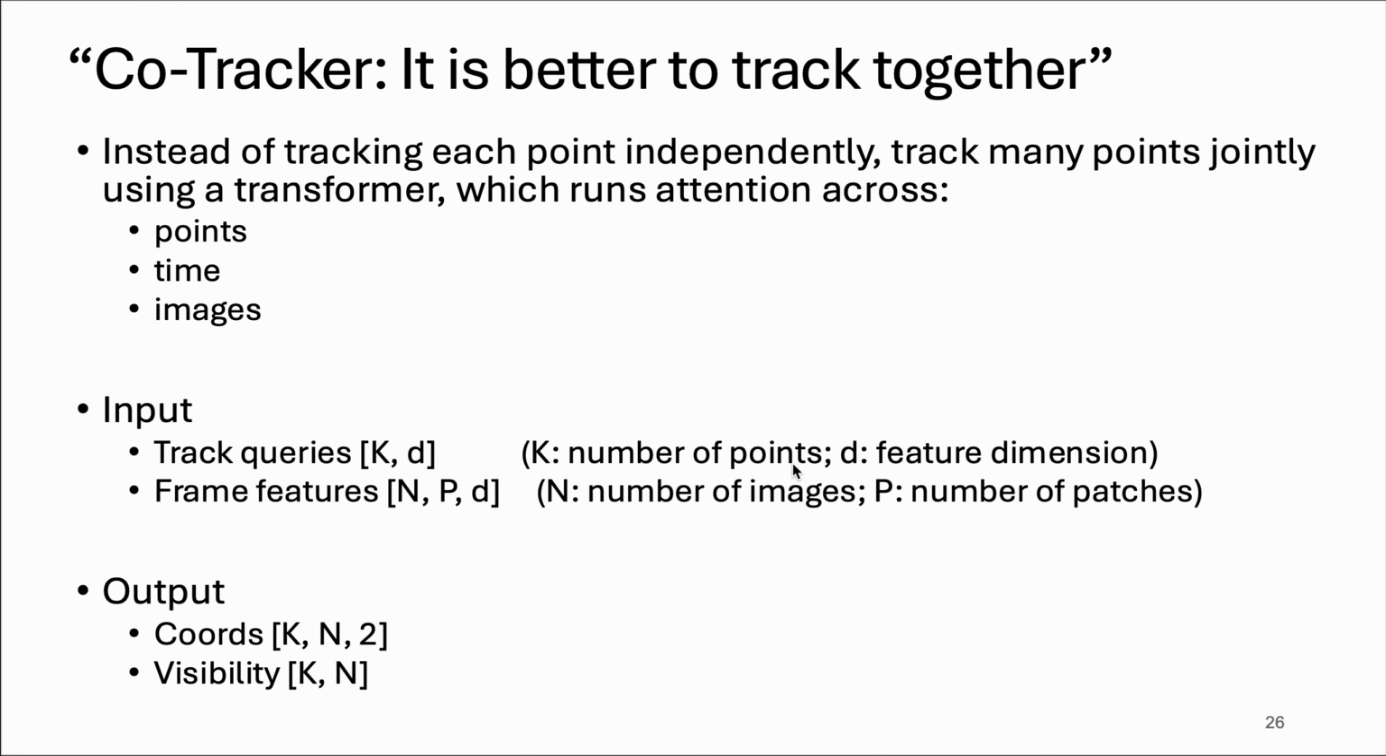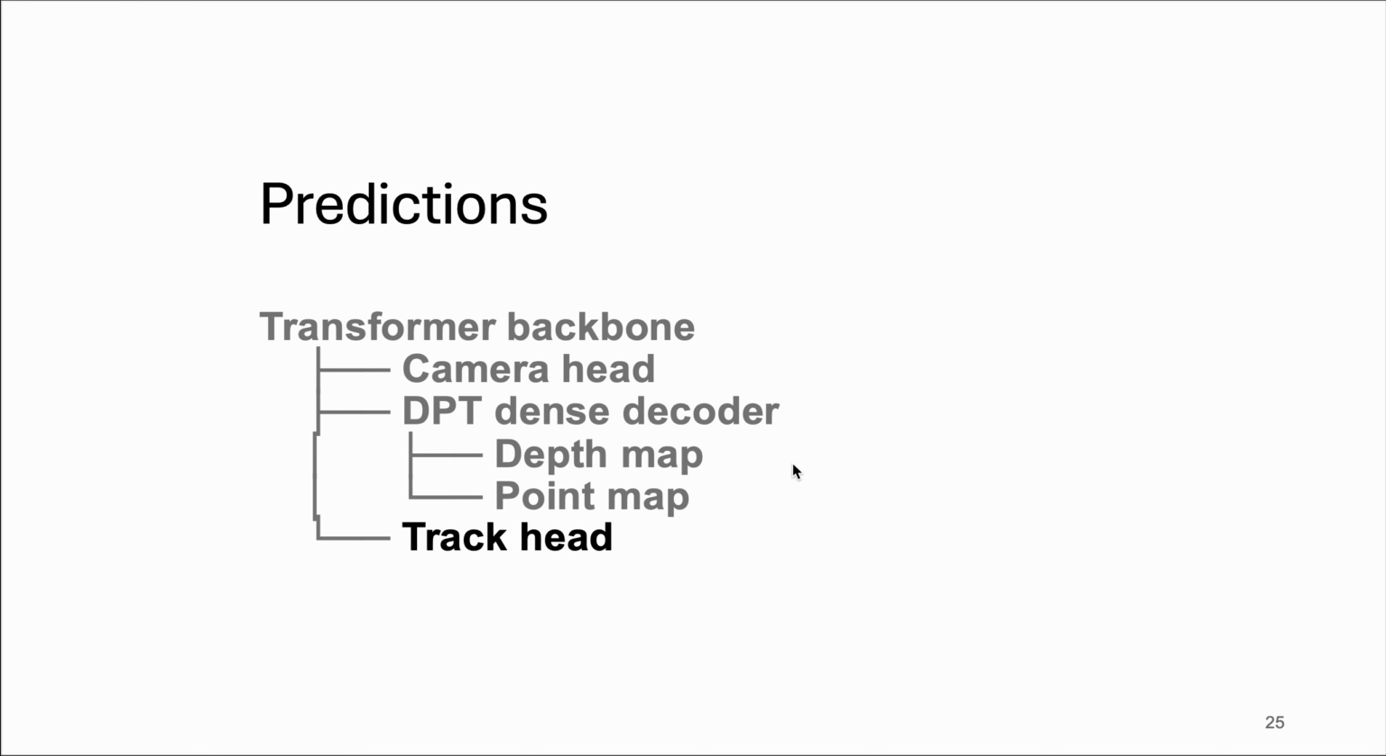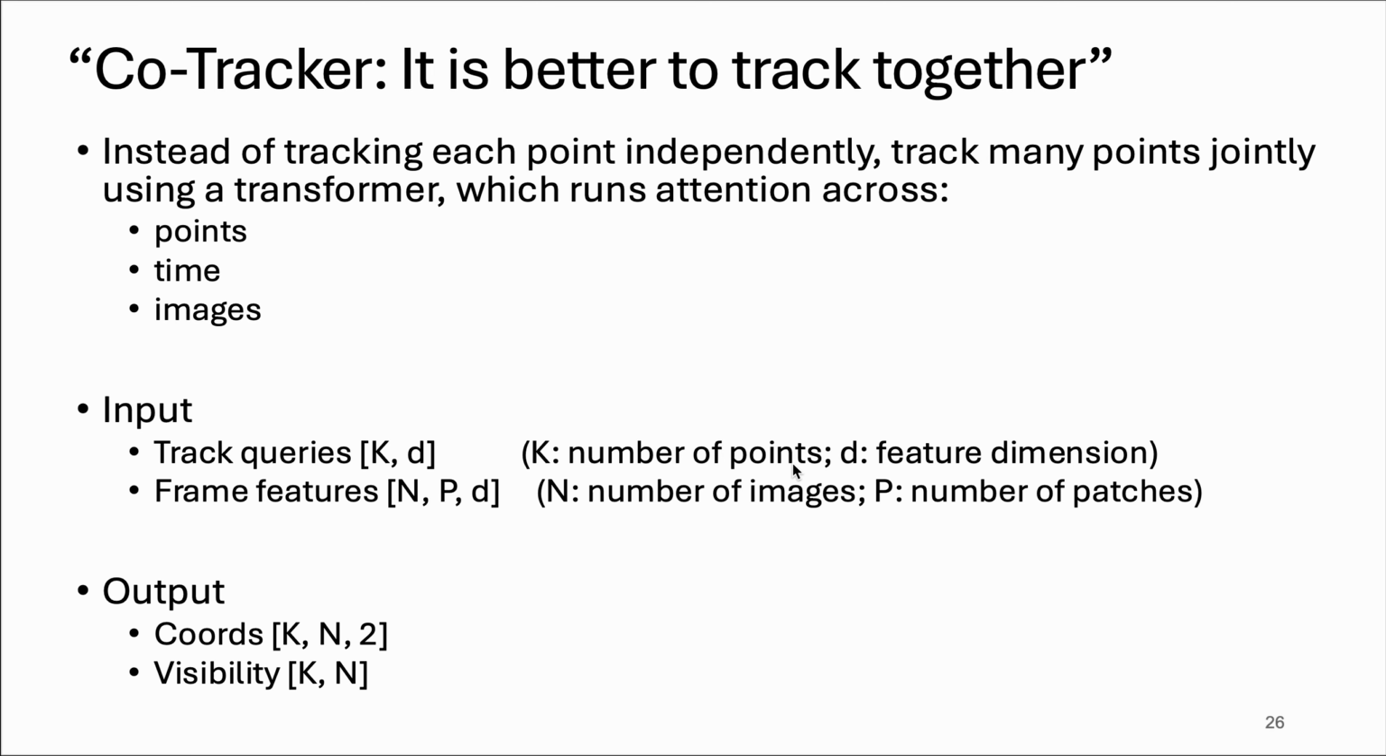The last output is this track head. The track head takes the output image tokens from the AA module. This cannot be directly used to find the tracks of the point correspondences. It has to be fed into this co-tracker network. This co-tracker network was described in the paper, CoTracker: It is Better to Track Together.